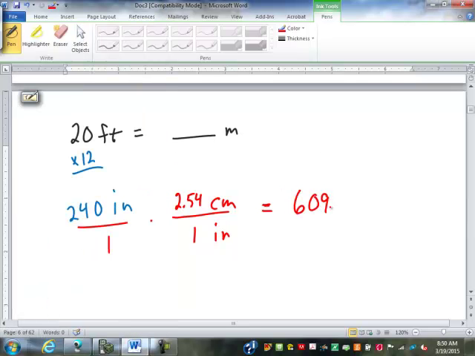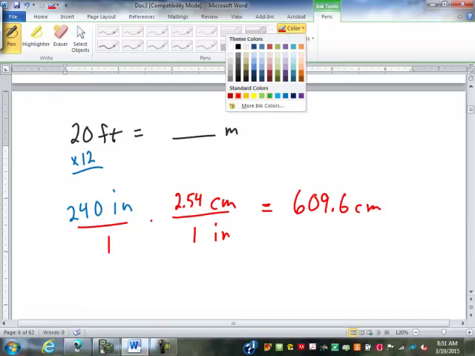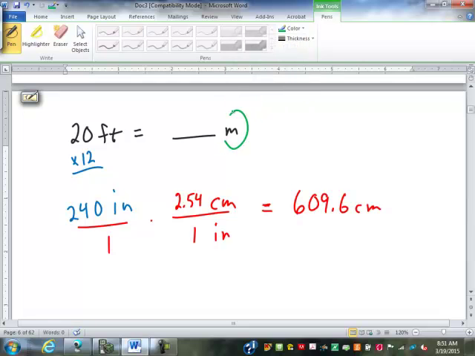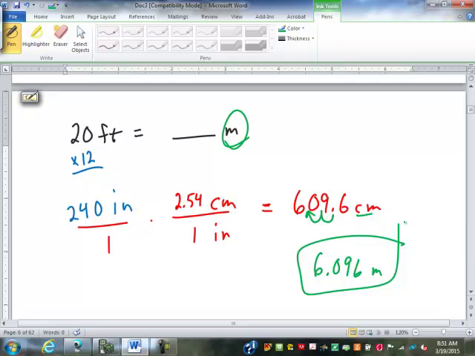609.6 centimeters. Are we done? Say no. Nope. You need to get to meters, right? How do you get from centimeters to meters? Move the decimal how many spots? 2, to which direction? The left. So it's 6.096 meters. There we go. Make sense? 20 feet is just over 6 meters. Not so bad.